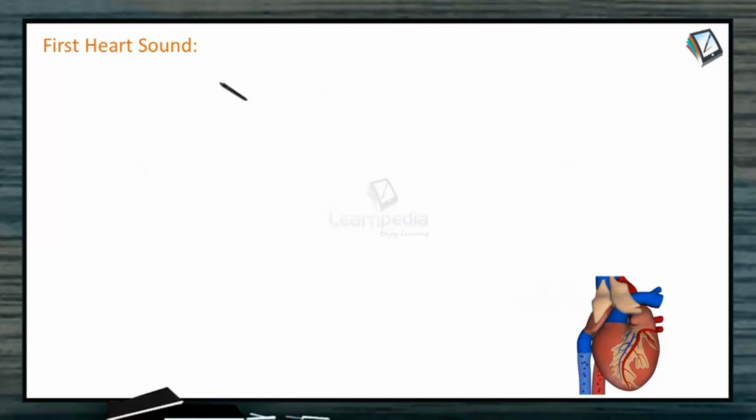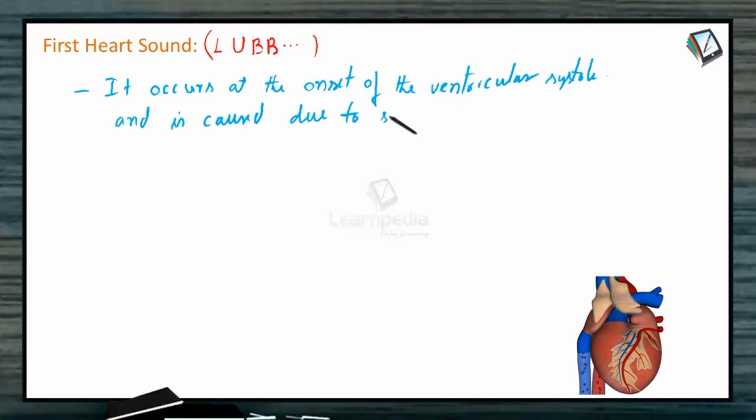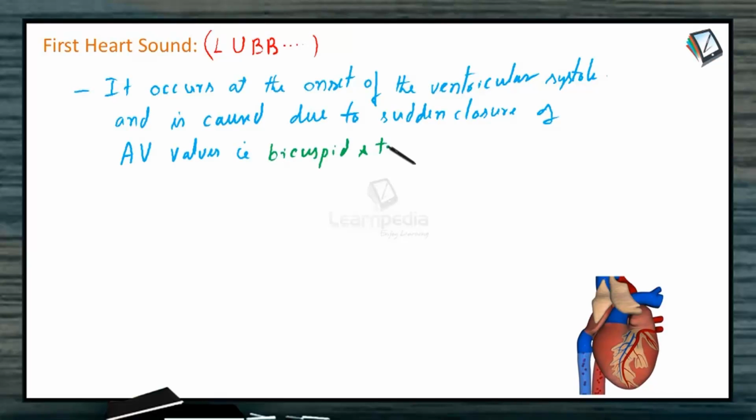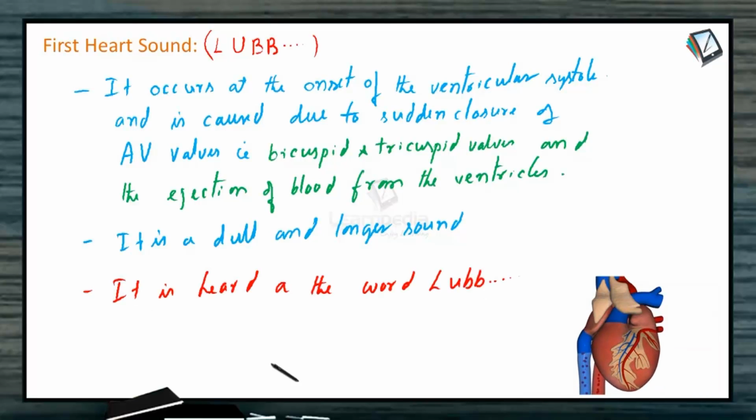First heart sound, that is the lub sound. It occurs at the onset of the ventricular systole and is caused due to sudden closure of the AV valves, that is the bicuspid and tricuspid valves, and the ejection of blood from the ventricles. Actually, it is a dull and longer sound, and it is heard as the word lub.